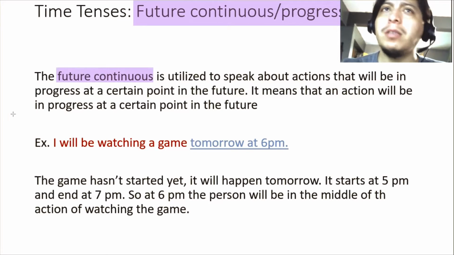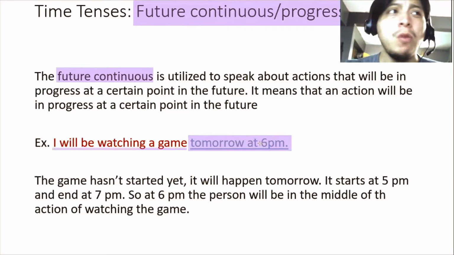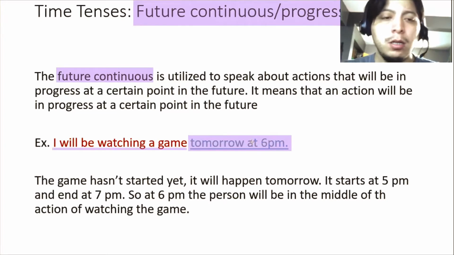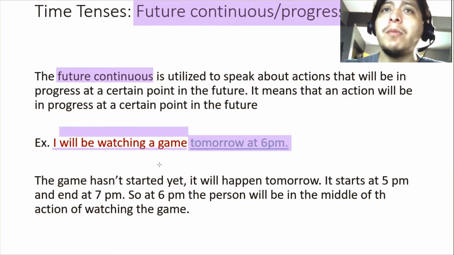Okay, so for example, this is your sentence: I will be watching a game. And then this is a point in the future: tomorrow at this time, tomorrow at 6 p.m. Let's say that today it is 5 p.m. So in 25 hours, I will be watching the game. In 25 hours, I will be in the middle of watching a game. This action will be in progress.